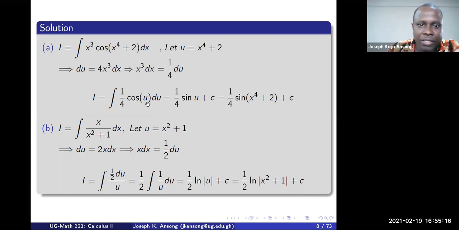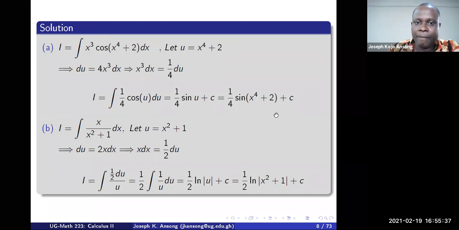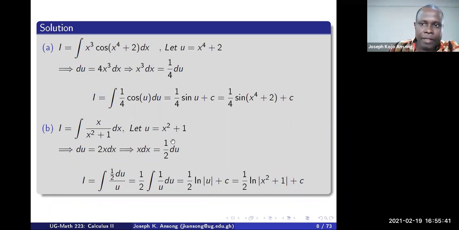So now we have an expression which is much simpler. And so we know that the integral of cos u is just sine u. So I get 1 over 4 sine u plus c. Remember to put back the original variables. The original variable was in x. So in place of u, I'm going to replace x to the 4 plus 2. And that gives me this expression as my final answer. Okay, good. Let's do B.